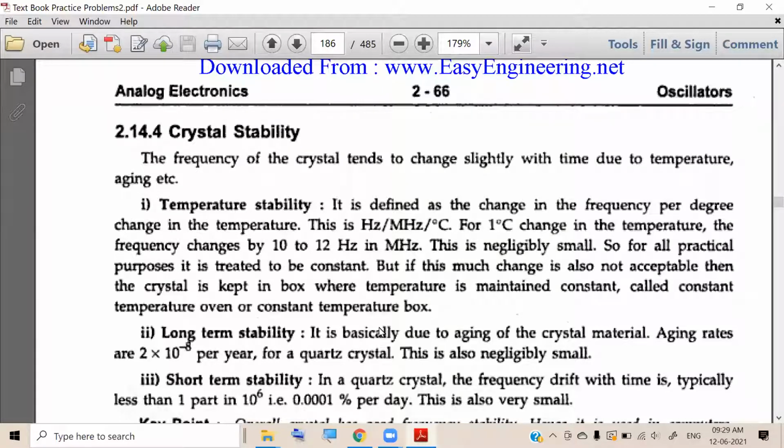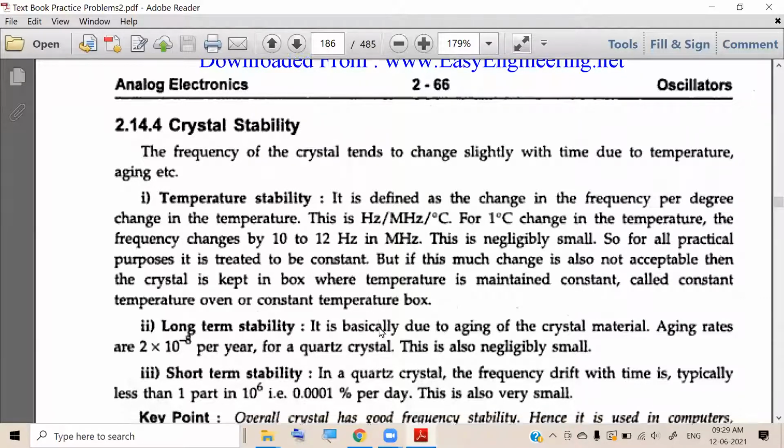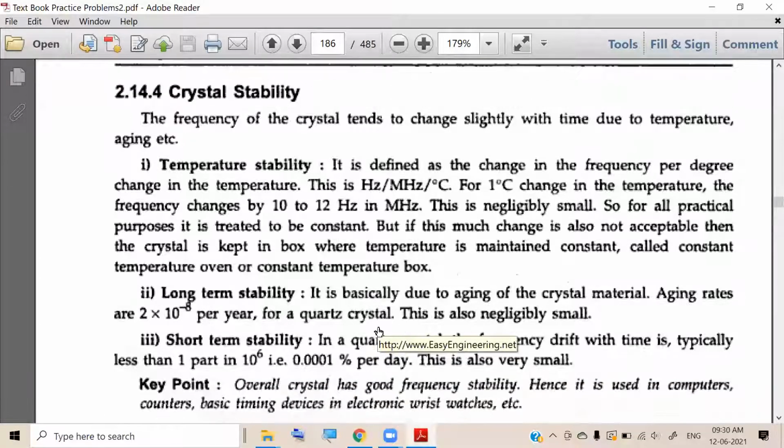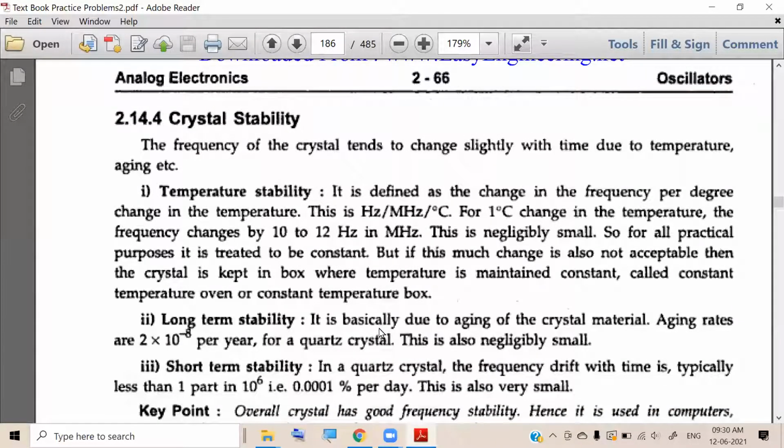The frequency of the crystal tends to change slightly with time, primarily due to temperature and aging. So how does the change in temperature change the frequency? First of all, what is temperature stability? It is the change in frequency per change in temperature, delta frequency by delta temperature.